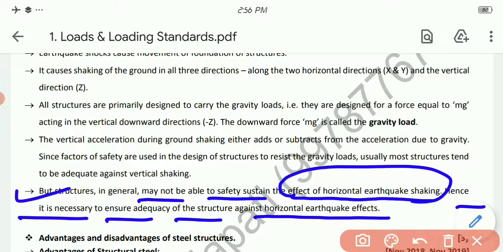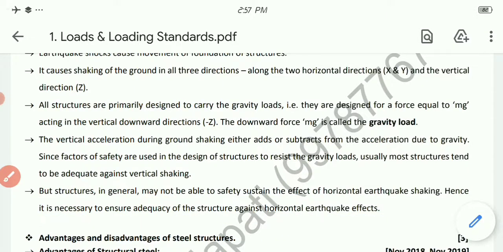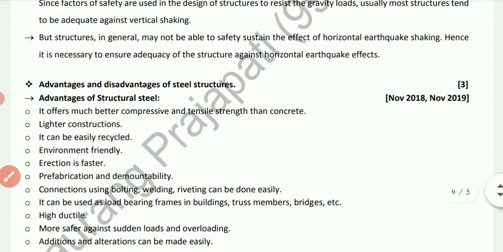So, whenever we are designing any structure, we should always consider the horizontal earthquake effect also in the design of the load whenever we are designing a building. Okay, so this is the criteria of the earthquake forces.